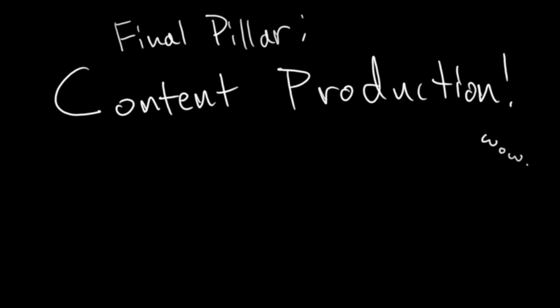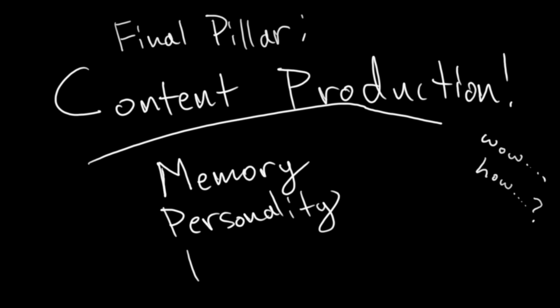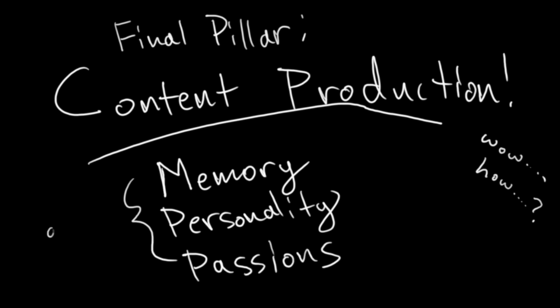The final pillar of my AI is content production. This is the least fleshed out part of my AI because it is by far the most complicated. I've done testing and research on this, but I haven't progressed to the point of having some good examples of it because it relies on basically having a full-fledged game in order to really see it working. In overview, I see content production working using three main elements of an AI: memory, personality, and passions.